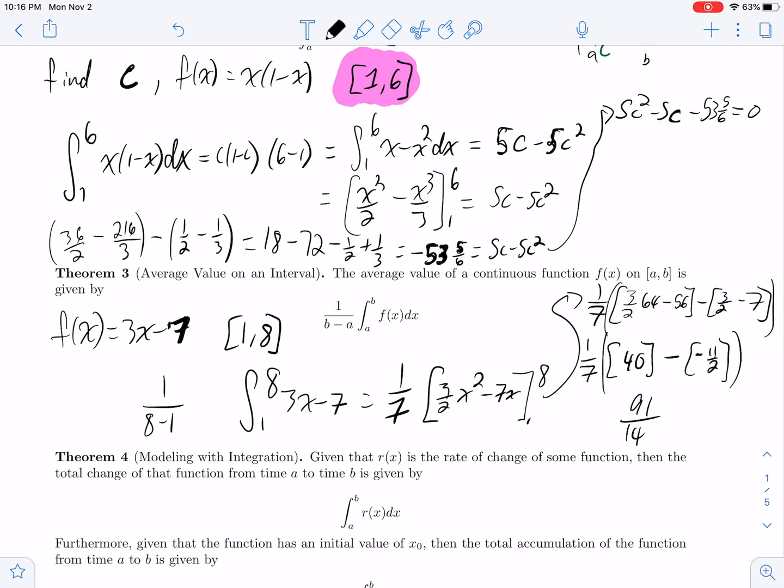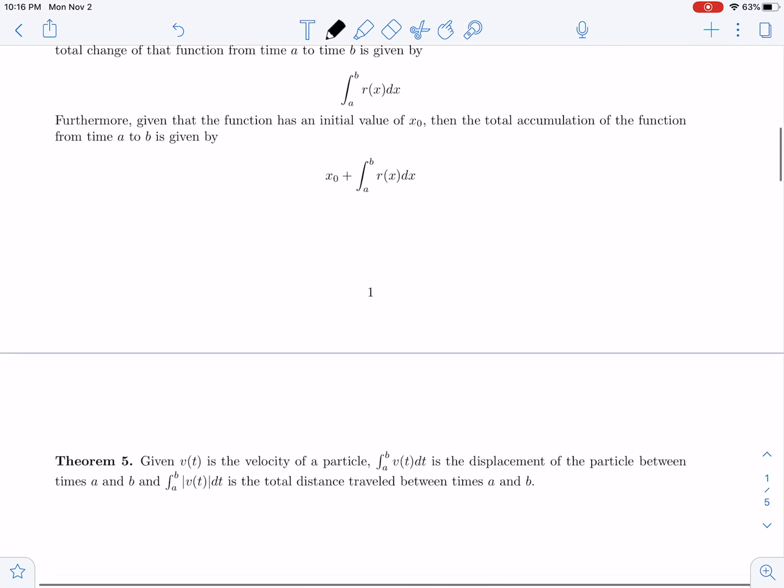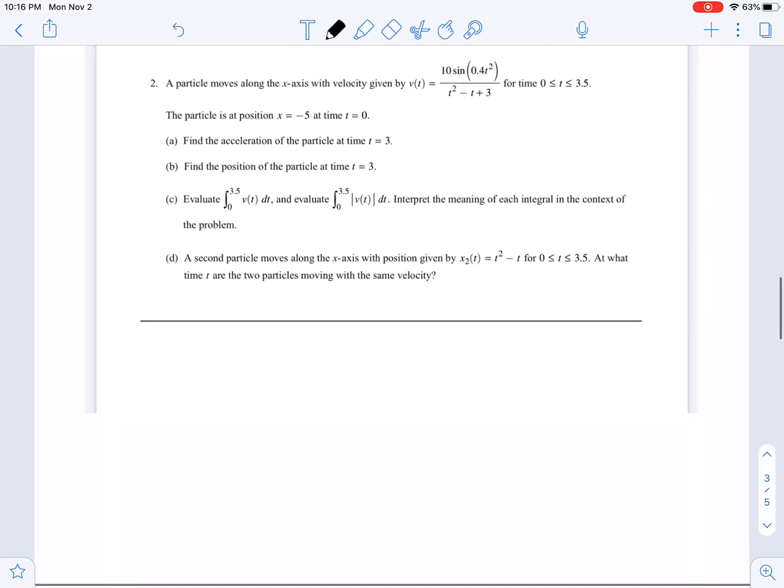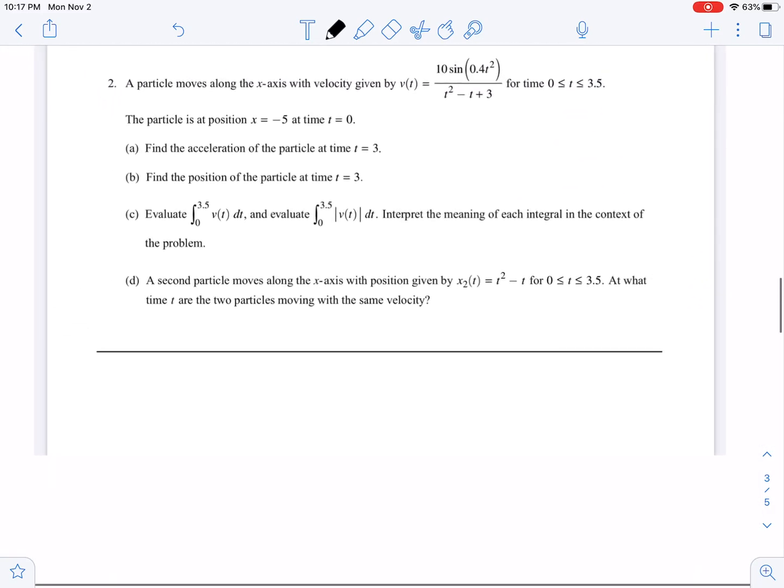All right, so these next couple of theorems, we'll actually look at them in combination with a problem. So Theorem 4 and Theorem 5 we'll look at in combination with some problems. Let's take a peek at problem 2 here. All right, so part A and part D, those are last year problems. So let's look at B and C. These are this year problems.